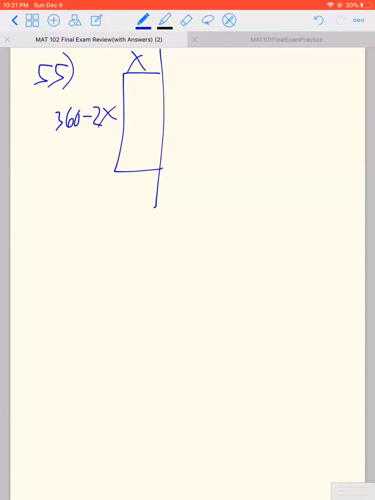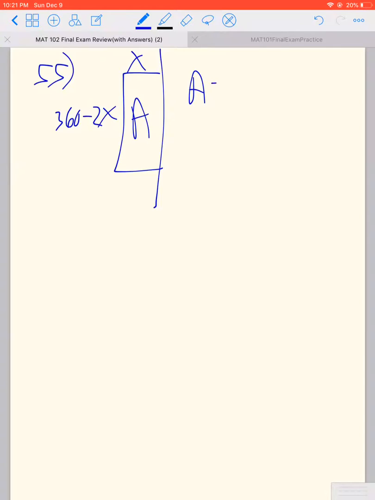Let's take a look at the last problem on the final exam review. We are trying to close in a parking lot using 360 feet of fencing. And then we want to figure out what dimensions of a rectangle we should create that will give us the maximum amount of area on the inside. So we want to find the length and the width.